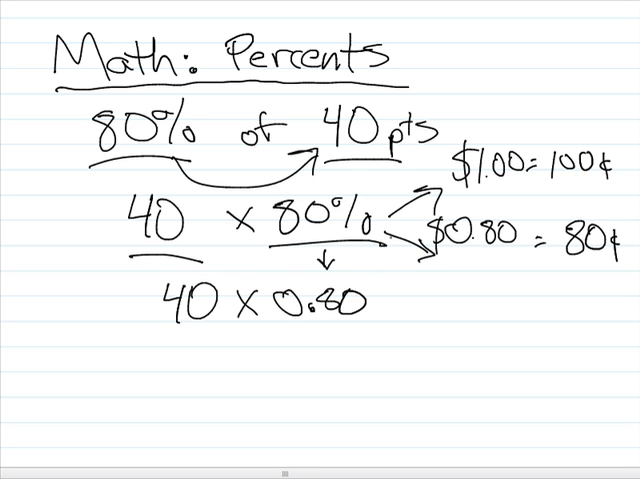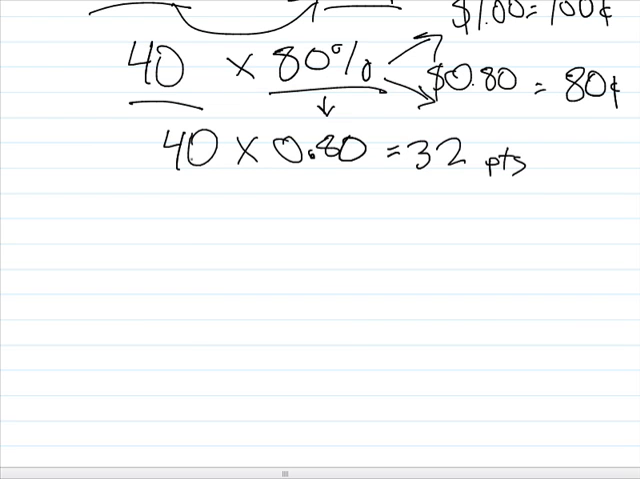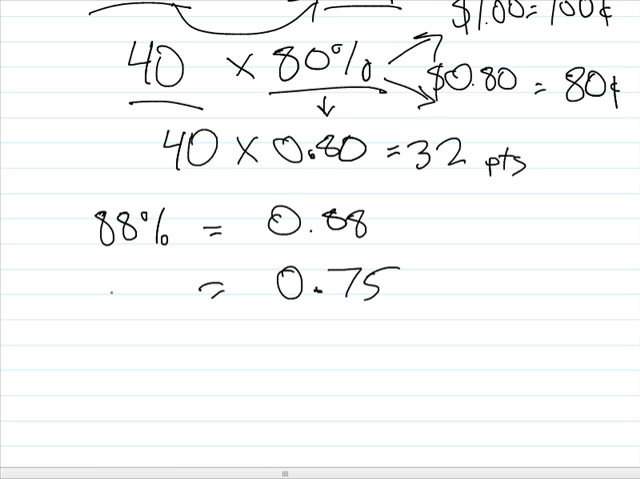So 40 times 0.8 would be 32. And that's how many points you got on the exam. I did this in my head. I knew 4 times 8 was 32, and so I was able to figure that out. Let's say that I wanted to know what 88% of something was, and I wanted to know what to multiply by. That would equal 0.88. Or if I had 0.75, you could say that was 75%. And you can keep doing this.